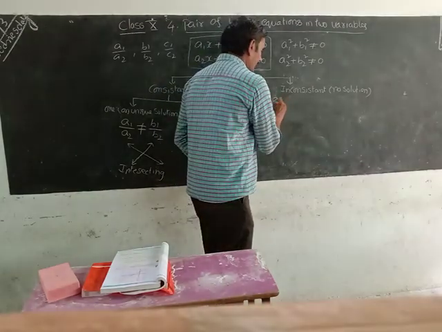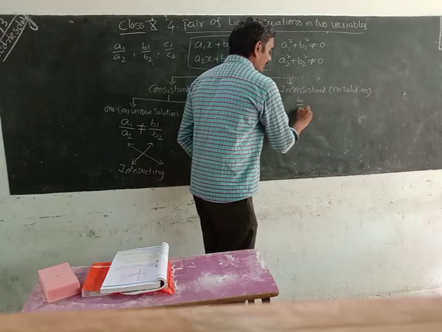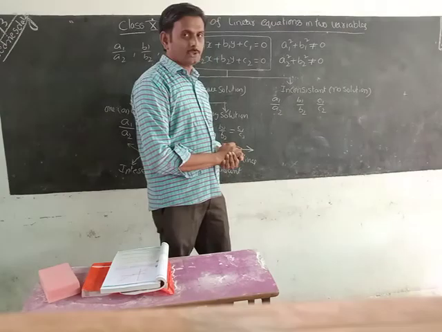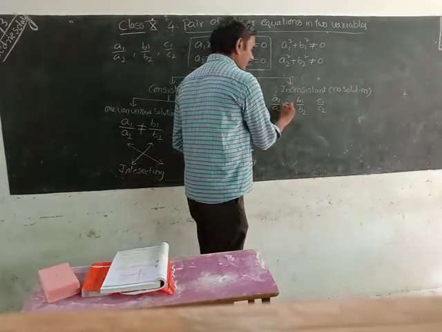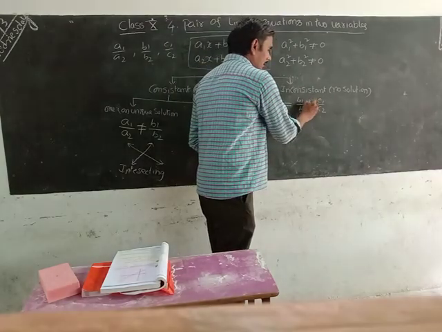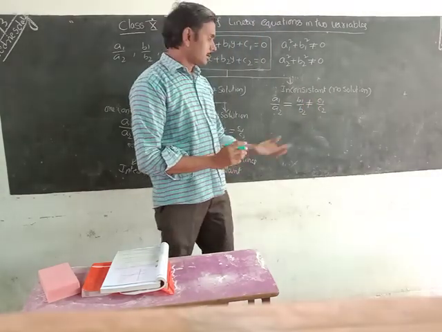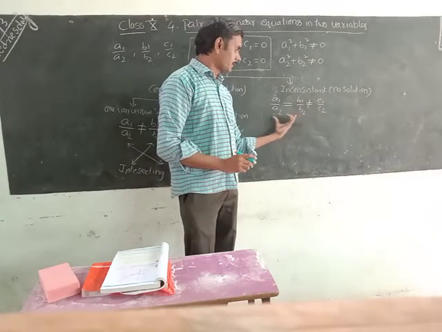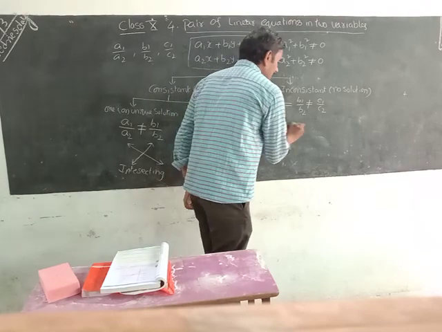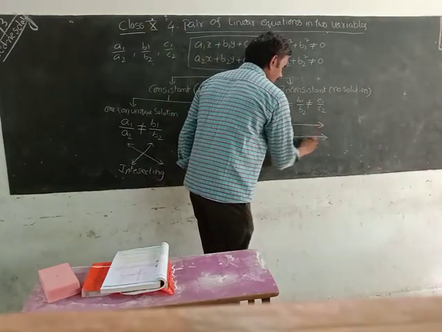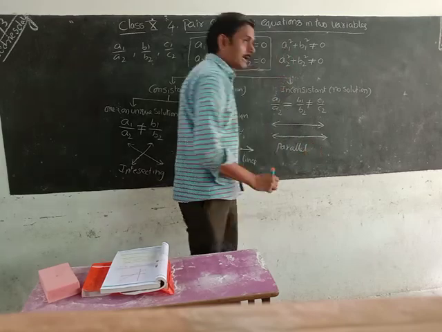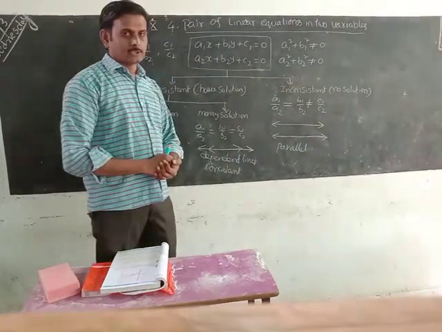If you consider a1 by a2, b1 by b2, c1 by c2, the first ratio is equal, but the second ratio is not equal. Then it is called parallel lines. Graph of this is like this. Whenever parallel lines are there, there is no solution. Okay, these are the inconsistent ones.